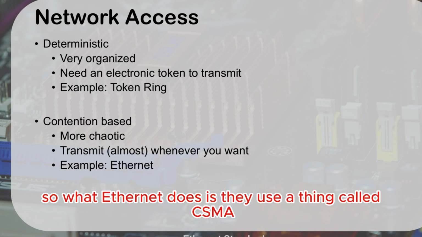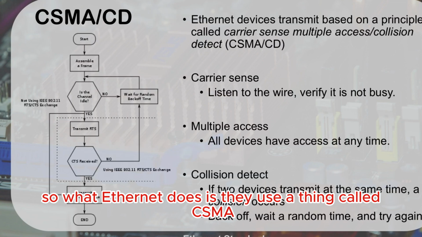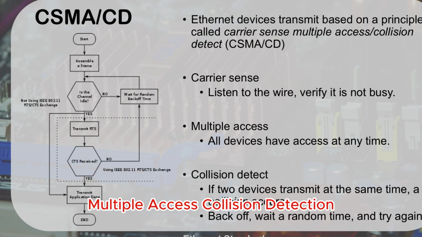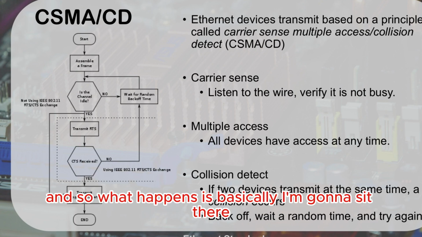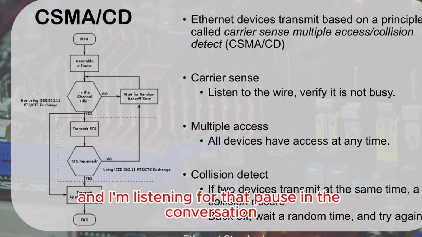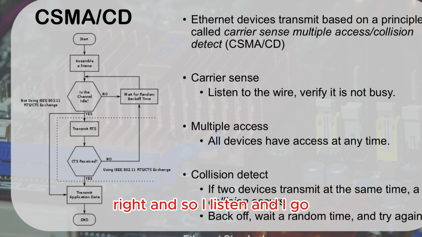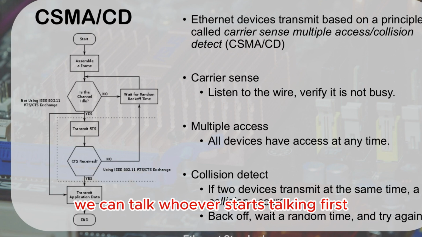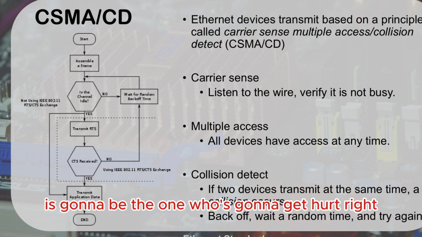So what Ethernet does is they use a thing called CSMA-CD, and that stands for Carrier Sense Multiple Access Collision Detection. And so what happens is basically I'm going to sit there. If I'm about to speak, I'm going to listen to the wire, and I'm listening for that pause in the conversation, right? And so I listen and I go, there's a pause. Let me talk. So now we all have access. We can talk. Whoever starts talking first is going to be the one who's going to get heard, right?